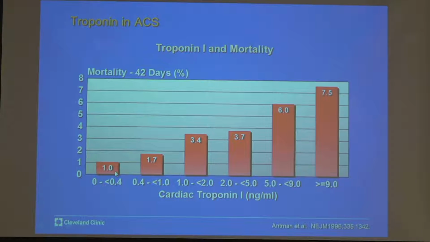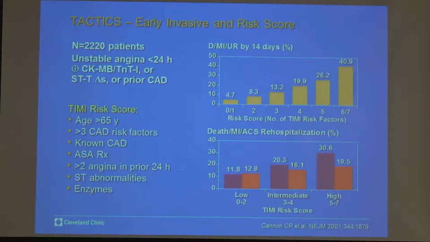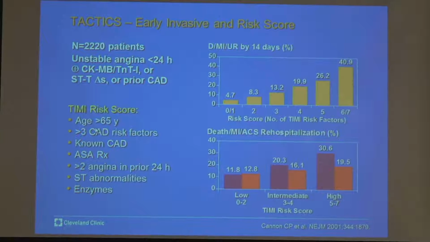There is a myocardial injury that is happening. And there is a TIMI risk score. This is a risk score that is available with the TIMI calculator, from the TACTICS trial, 2,000 patients looking at risk factors to say which patients are at high risk.